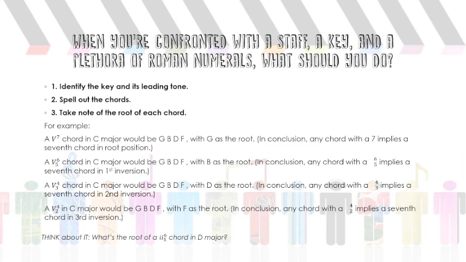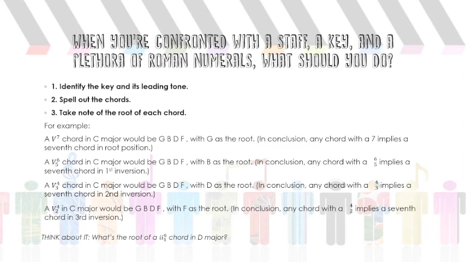But what if you have a 5-6-5 chord? Well, if you have a 5-6-5 chord in C major, that would be the same thing, G, B, D, F, but B would be the root. So any chord with a 6-5 implies a 7th chord in first inversion.